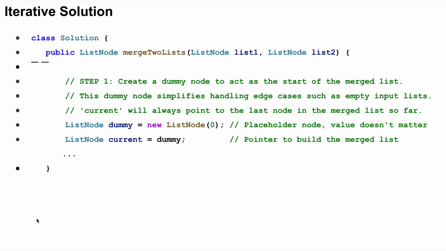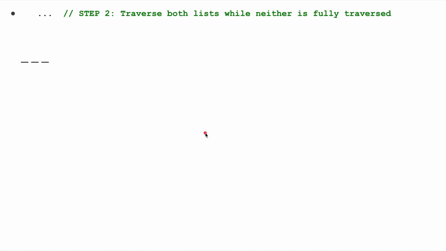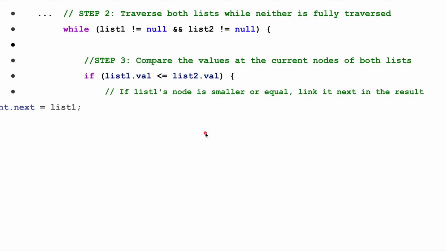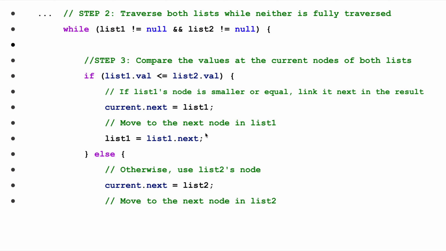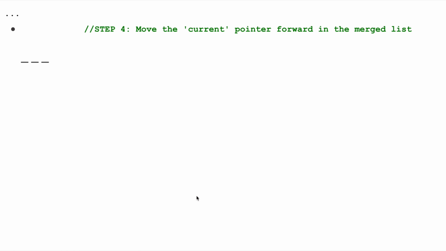So first we have created the dummy node, right? Current we have assigned to the dummy, right? And then what have we done? Then we have traversed both lists. Then we have compared the current nodes' values, and we have updated our current dot next to go to list 1 or list 2. Finally, once your current dot next is updated, now you have to update the current, right? So current will become what? Current equal to current dot next.